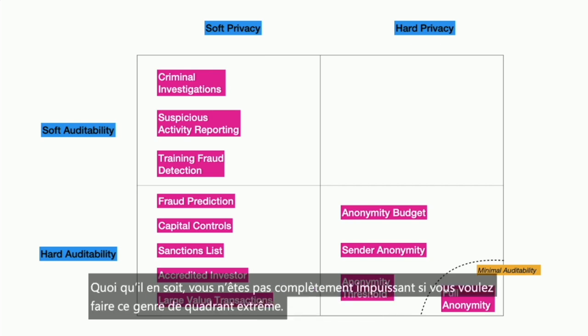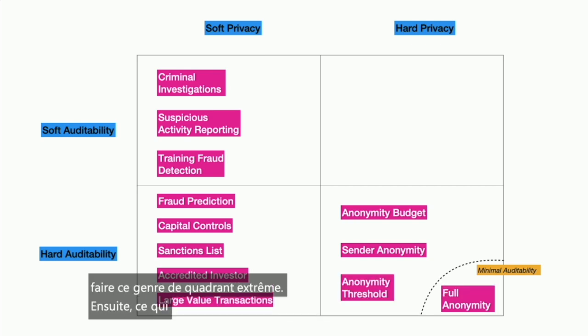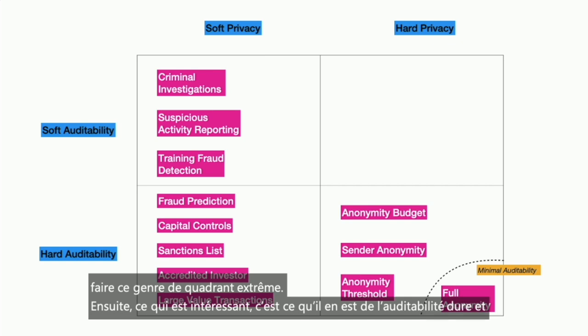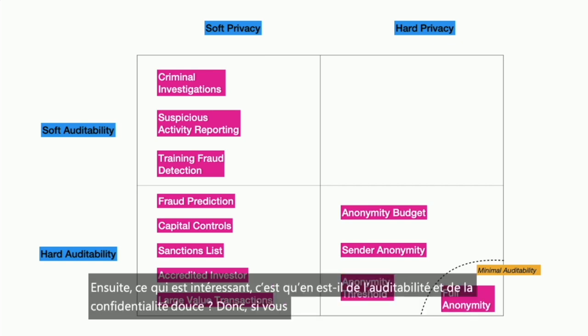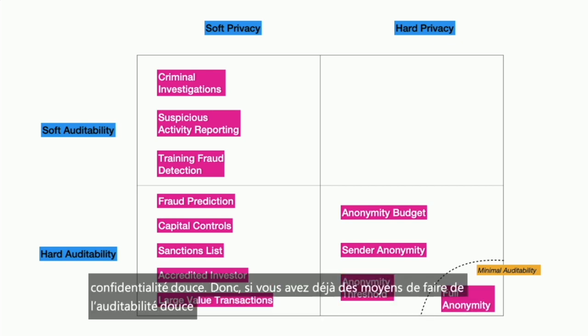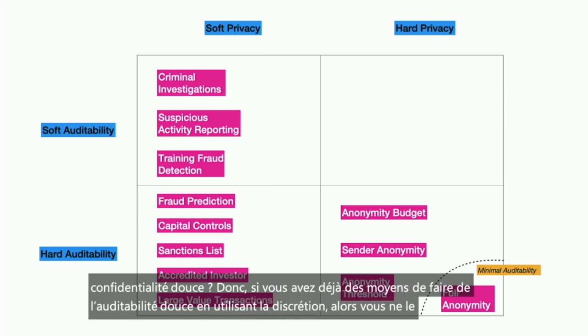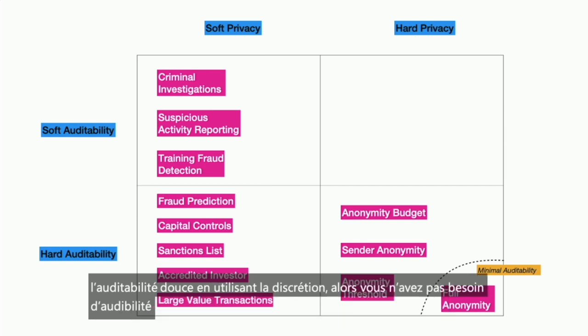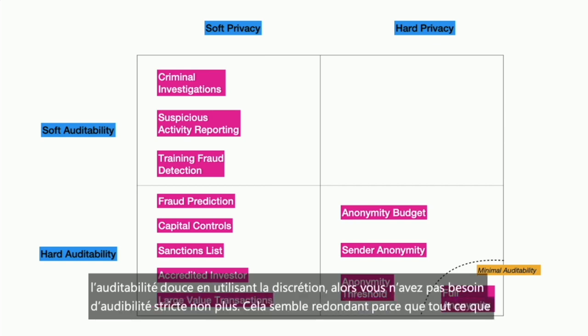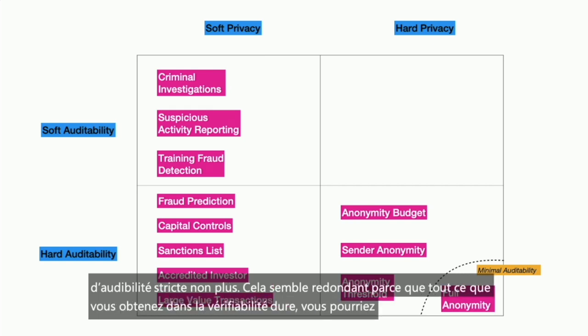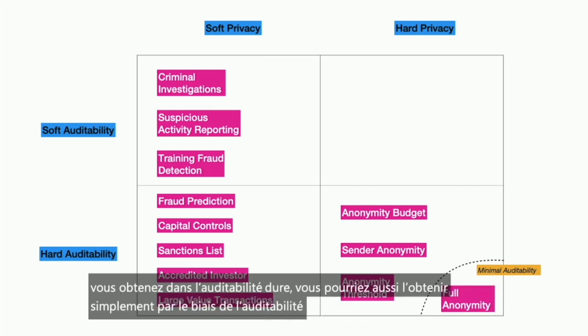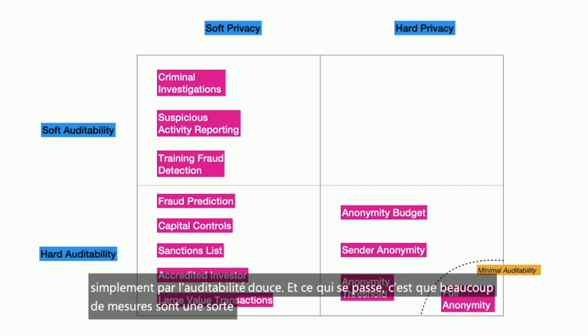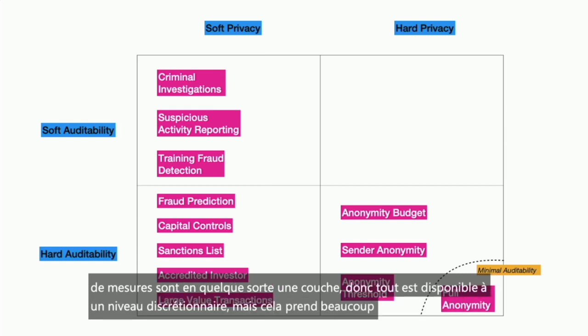Then what's interesting is, what about hard auditability and soft privacy? If you already have ways of doing soft auditability using discretion, then you don't need hard auditability as well. It seems redundant because whatever you get in the hard auditability, you could also get just through soft auditability. And what happens is that a lot of measures are kind of a layer. So everything is available at a discretionary level, but it takes a long time. You have to get a warrant, whatever, okay?